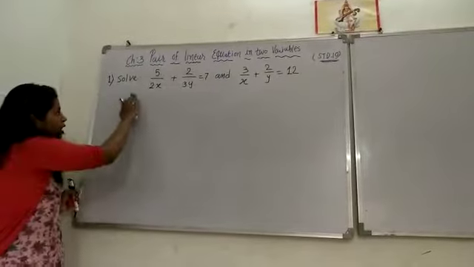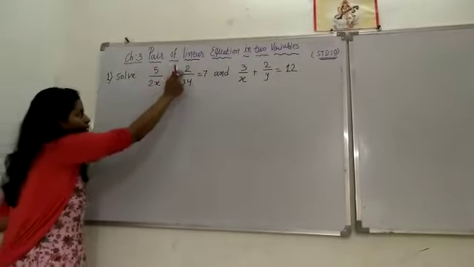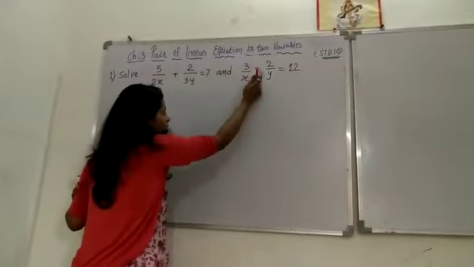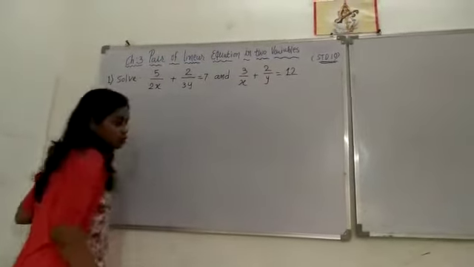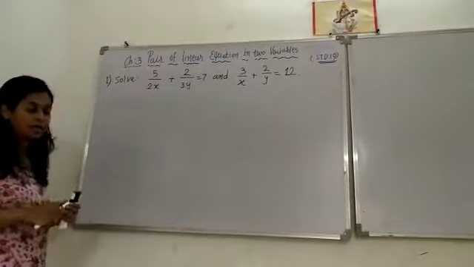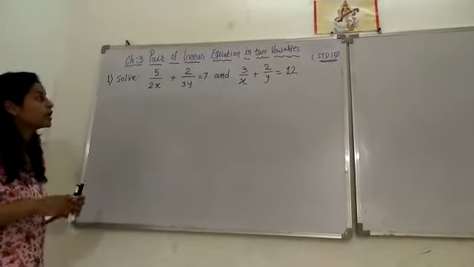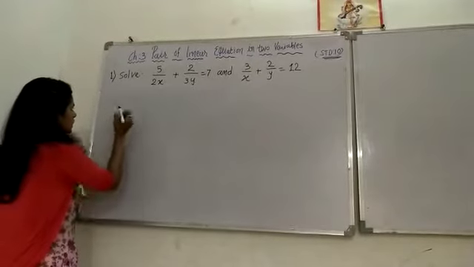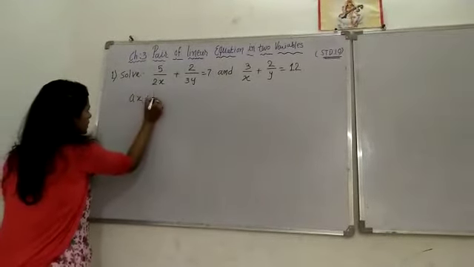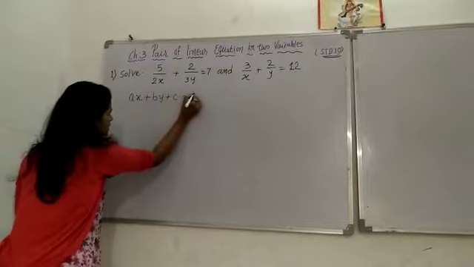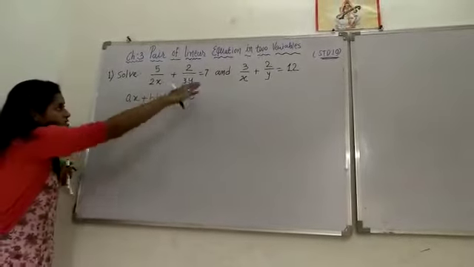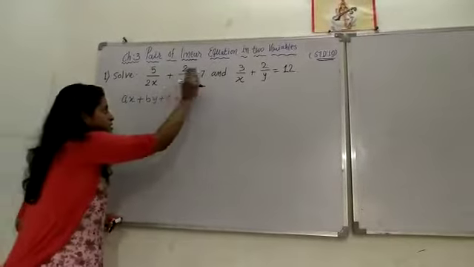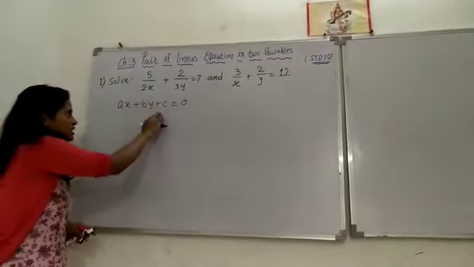Now solve 5 upon 2x plus 2 upon 3y is equal to 7 and 3 upon x plus 2 upon y is equal to 12. We already know the general form of a pair of linear equations in two variables is ax plus by plus c is equal to 0. But this is not in that form. That's why you should convert these two given equations into the standard form.